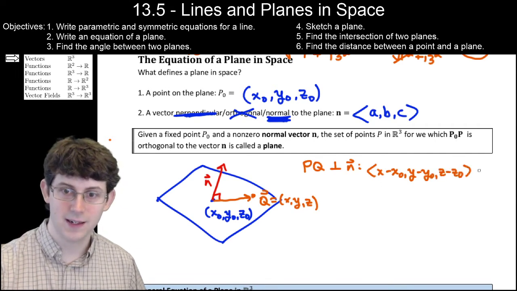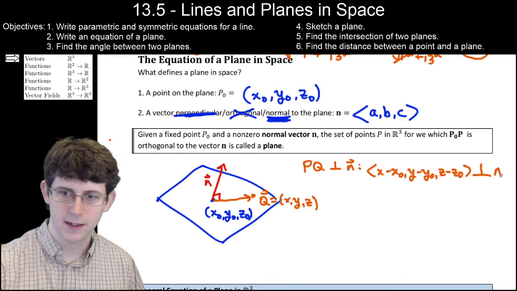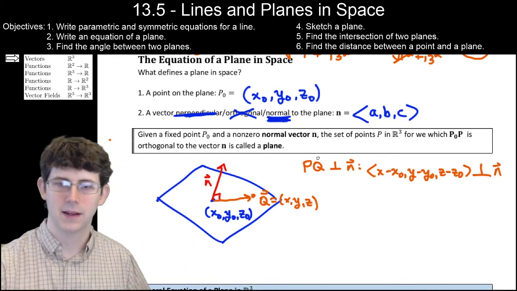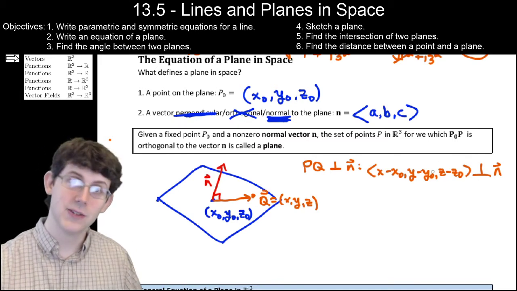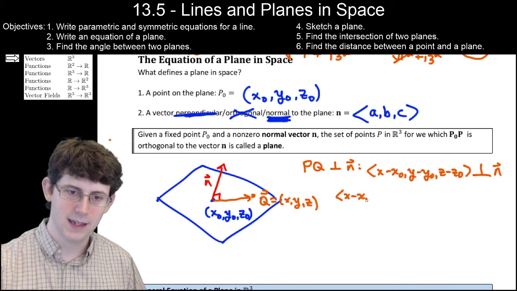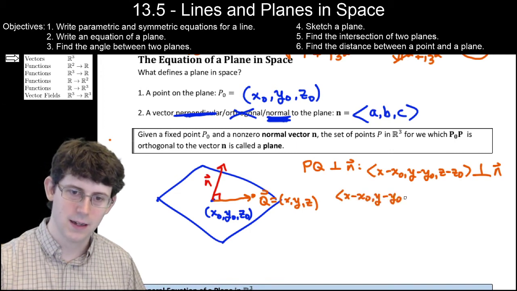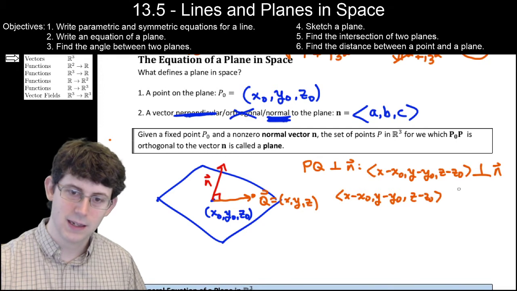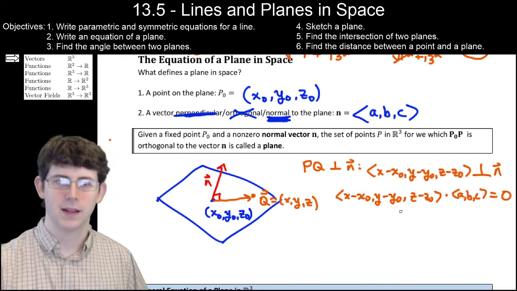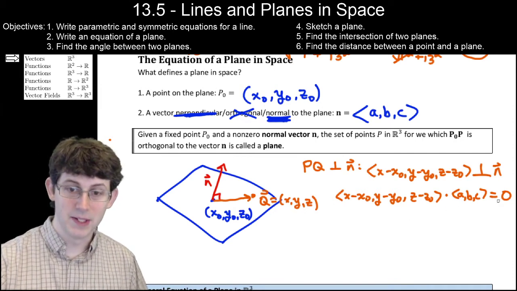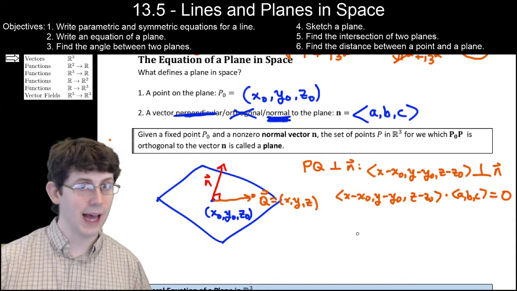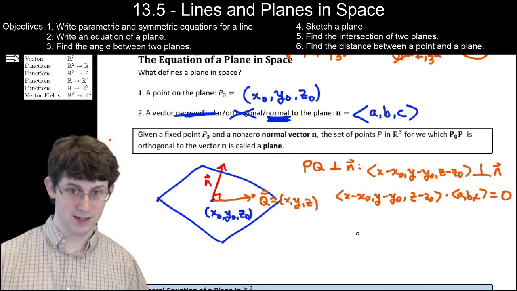I want this vector to be orthogonal to n. Notice when it's vectors, you say orthogonal. How do you show that two vectors are orthogonal? You take their dot product and set it equal to 0. So you say x minus x naught, y minus y naught, z minus z naught, dotted with ABC is 0. The end result of this, if we multiply this out, actually do the dot product, is the easiest formula that we have to make an equation of a plane in space.